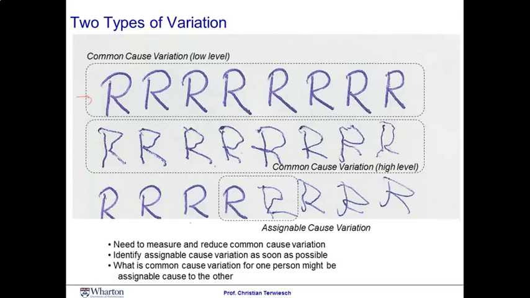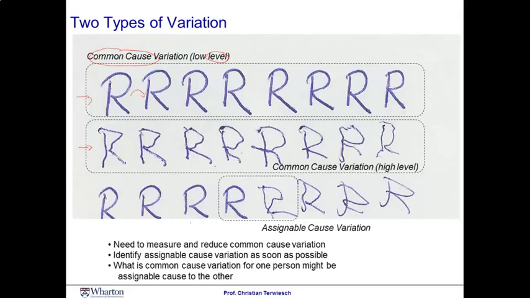Now you notice not every R is identical. There's some small variation from one letter to the other, but they look pretty similar. We refer to the variation from one letter to the other as a common cause variation, and the level of common cause variation here is low.